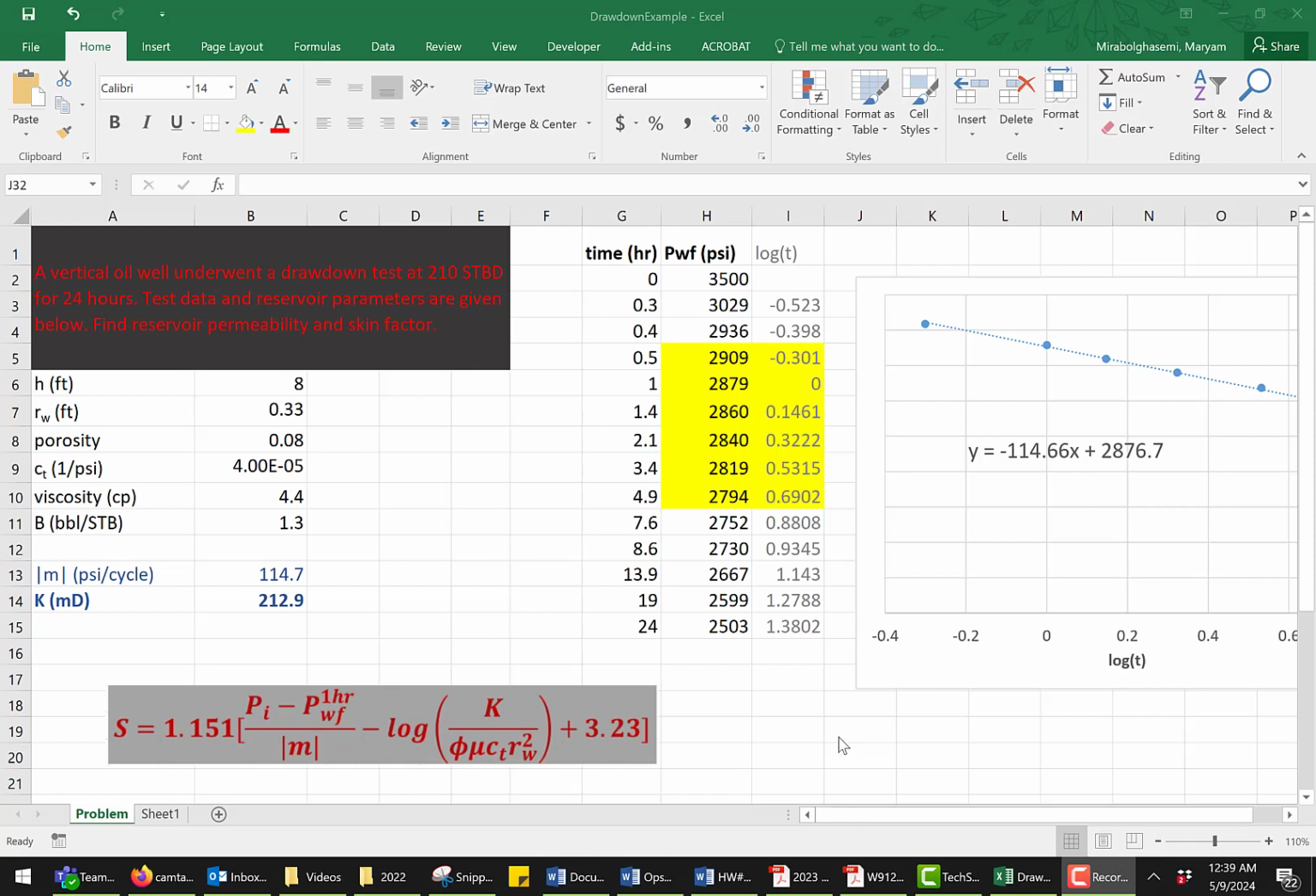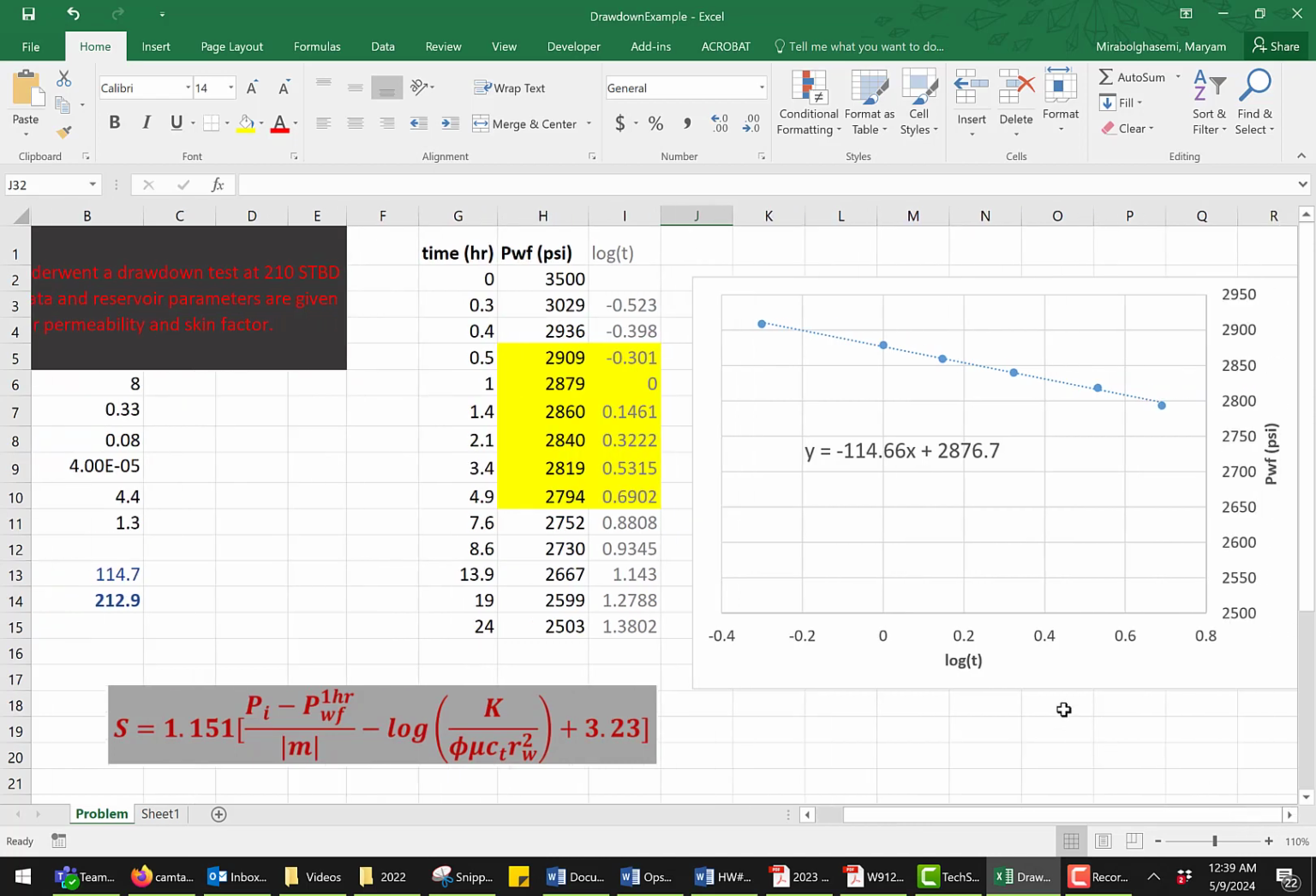We will now calculate the skin factor. Based on the formula, we need to know the initial reservoir pressure and the bottom hole flowing pressure at 1 hour. The initial reservoir pressure is actually the bottom hole flowing pressure at time 0, which is 3,500 psi in this case. Bottom hole flowing pressure at 1 hour, Pwf at 1 hour, must be read from the graph.